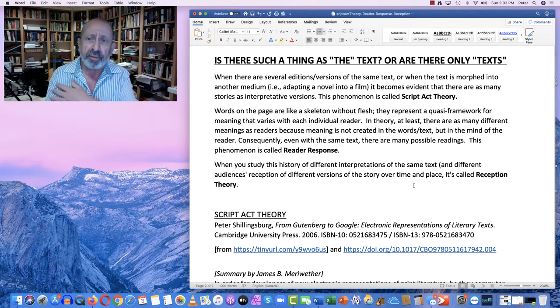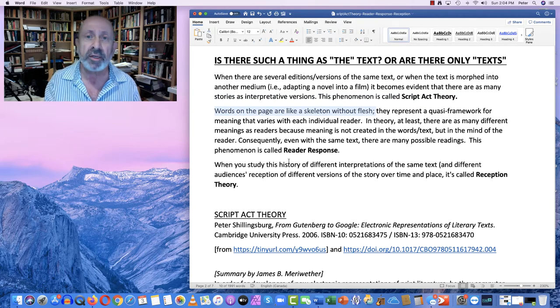We begin with the notion of whether it's an edition of a text or not. When we get to Shakespeare in this course, you'll see that there were several editions of Shakespeare's plays during his lifetime, each of which was significantly different from the others. But depending on which edition or version of the same text, or whether a text is morphed into another medium, that's to say whether it moves from novel to film, it becomes evident that there are as many stories as interpretive versions. And this is the key point I want you to understand here.